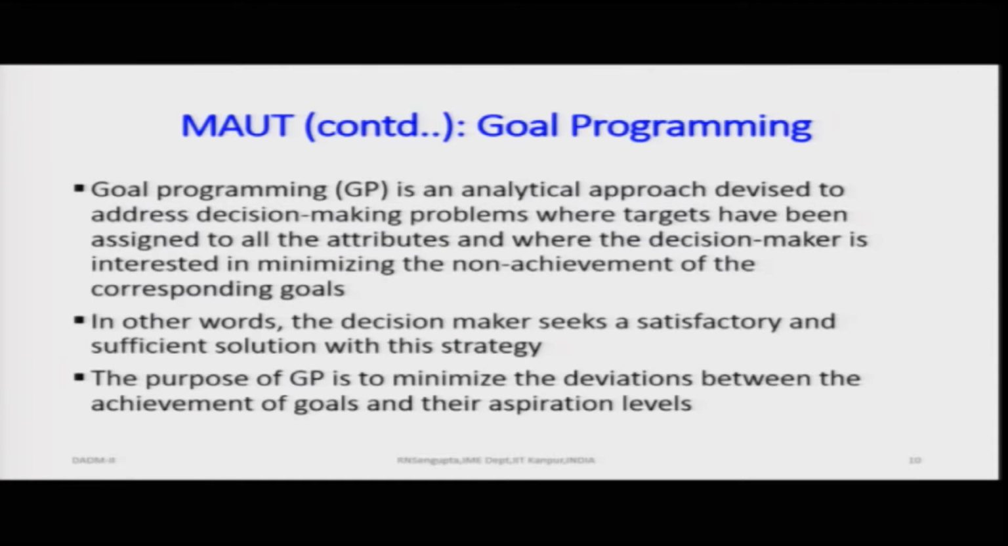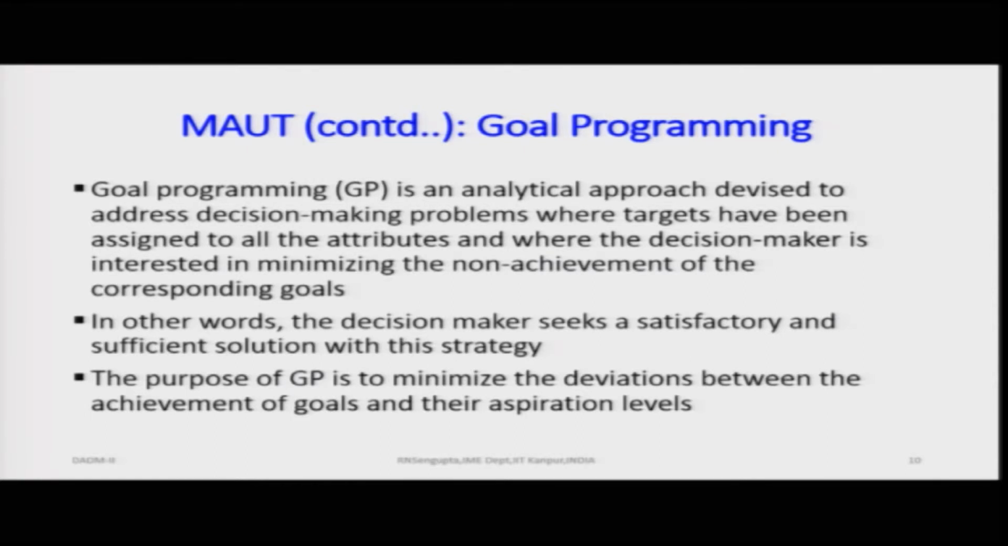In goal programming, this is basically an analytical approach devised to address decision making problems where targets have been assigned to all the attributes. So, targets are there, attribute values are given, they can be high and low, and you want to achieve some attribute value depending on what you think is the best. Consider there is some concept of risk. I am utilizing the concept of risk in such a sense that my level of satisfaction for attaining some goal would definitely be different from your level of satisfaction for attaining that goal. So, I am using the concept of risk, or the level of reliability or level of probability, whatever you say.